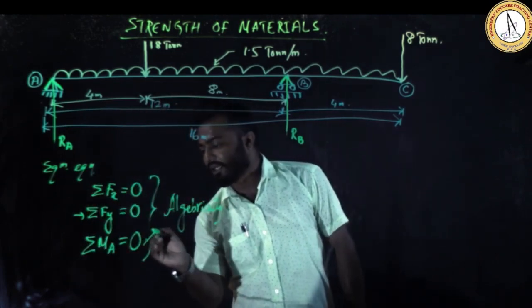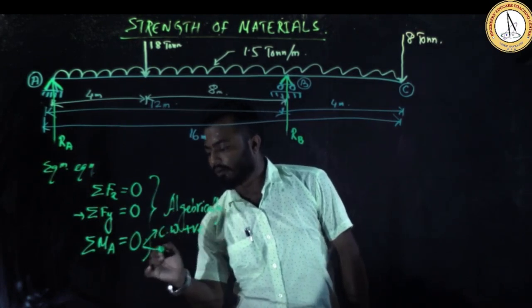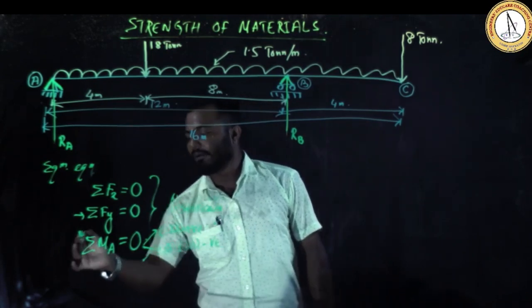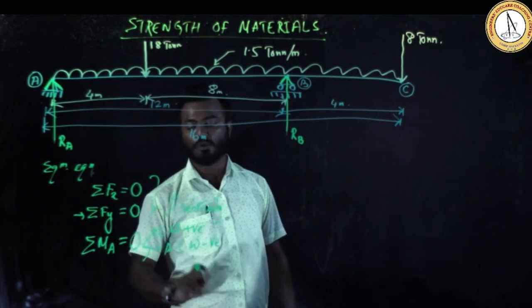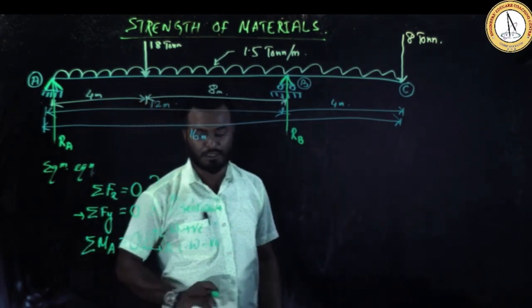Similarly, in this equation, we will consider clockwise movement as positive and anti-clockwise movement as negative, always. This is always, okay? Whenever you use this equation, you need to follow this rule. Clockwise movement is positive, anti-clockwise movement is negative. Please try to remember this.